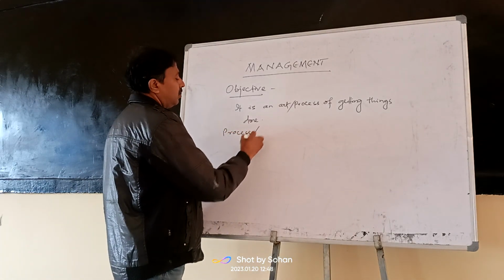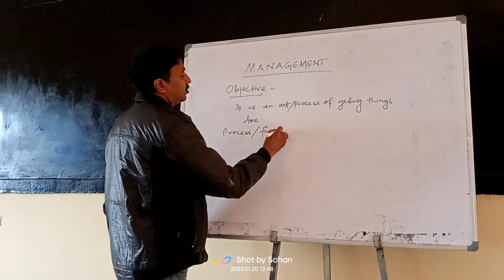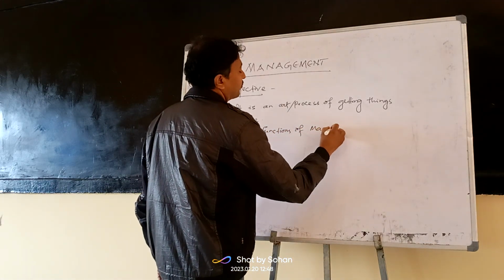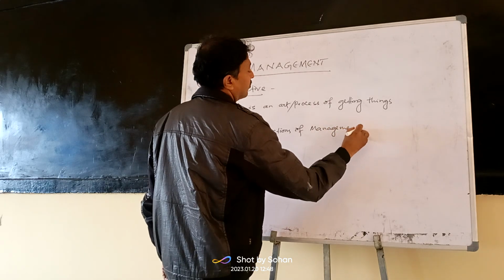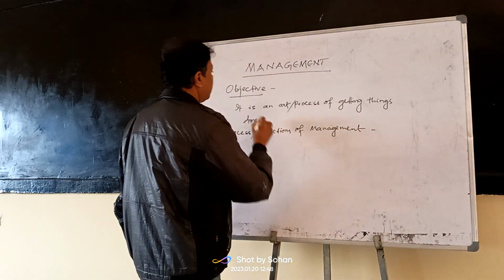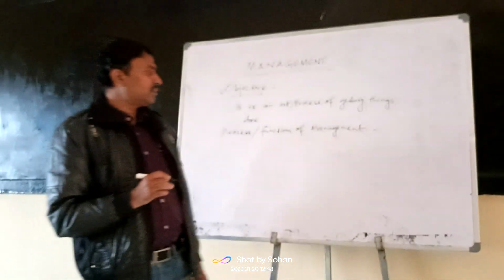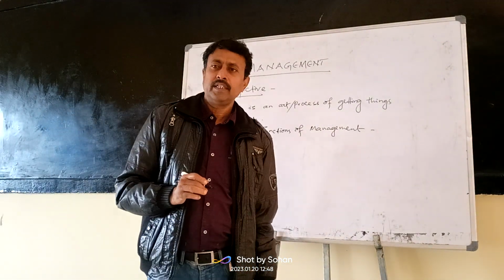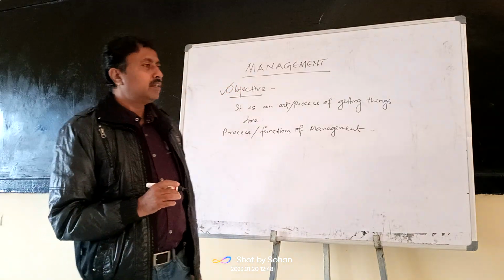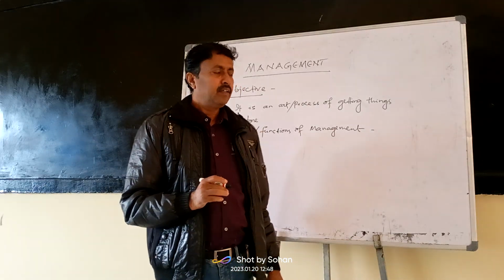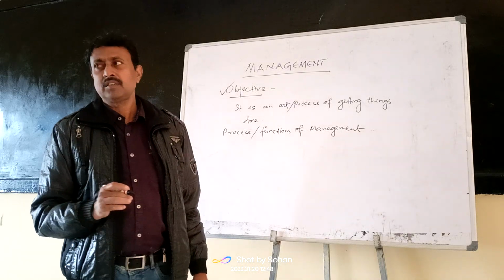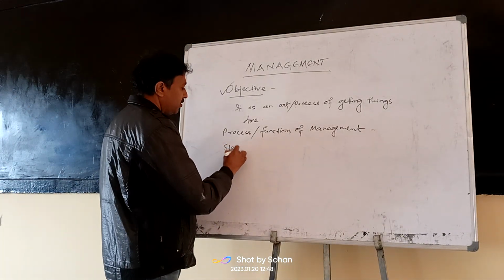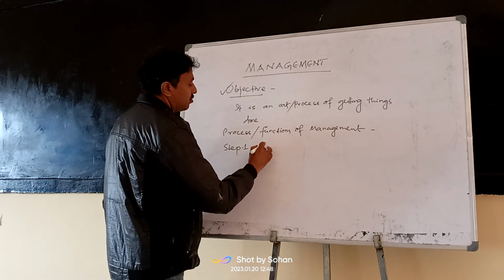Process or functions of management. So the main thing here is the objective. Keeping in mind the objective, the manager has to take different steps, and these steps are basically the various functions undertaken by the management. Okay. So the first process, or step one, is planning.